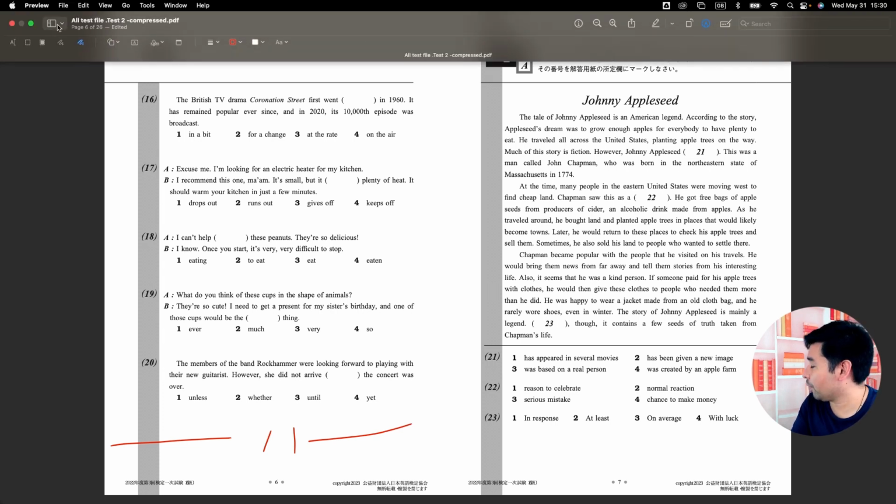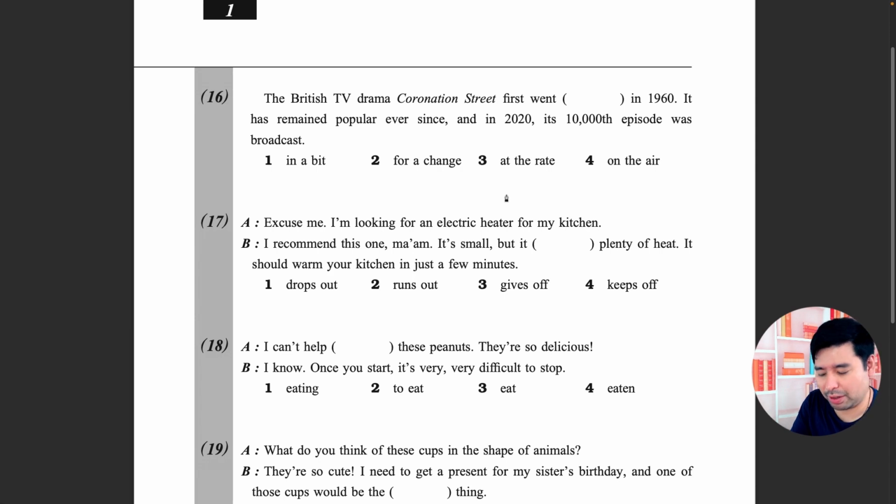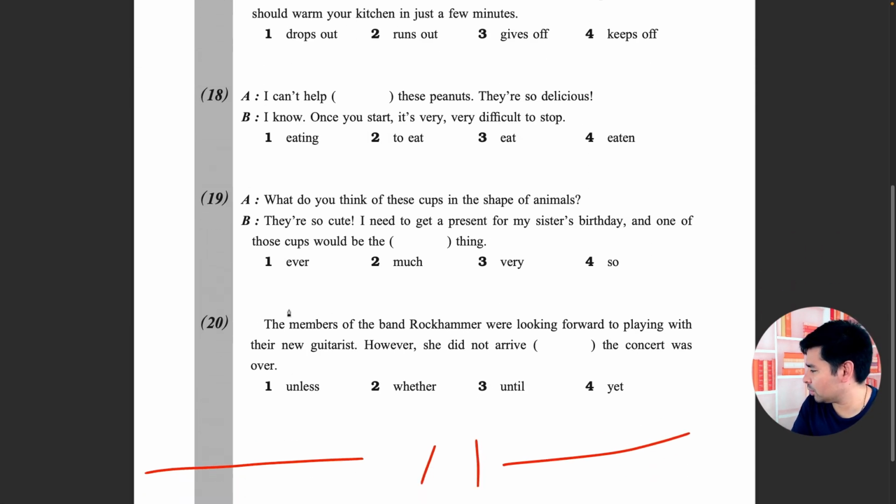Just to show you, I'm going to make it single page. That's going to be the final part of this test, I mean of these questions. Let's just read, just to get to know the last question of this exercise. It would be: the members of the band Rock Hammer were looking forward to playing with their new guitarist, actually. However, she did not arrive. No. The concert was over.